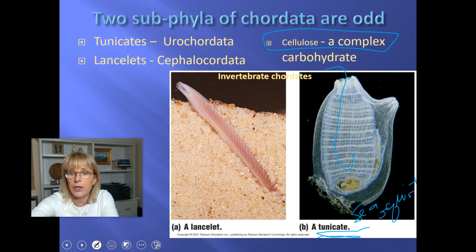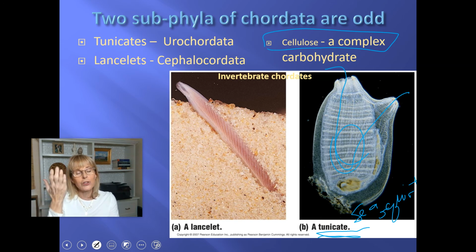Now, technically, they've got a complete digestive tract. They suck in water here, they push out water there, and then they filter out all the nutritious goodiness. Now, you might say, there's no way that's a chordate. Yes, as an adult, it looks like that, but as a larva, it kind of looked like a tadpole, and I'll show you a picture of it.